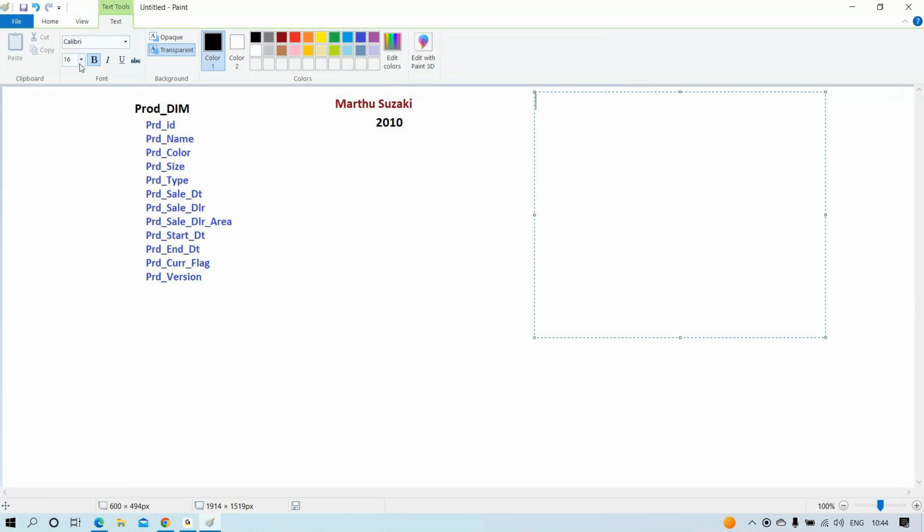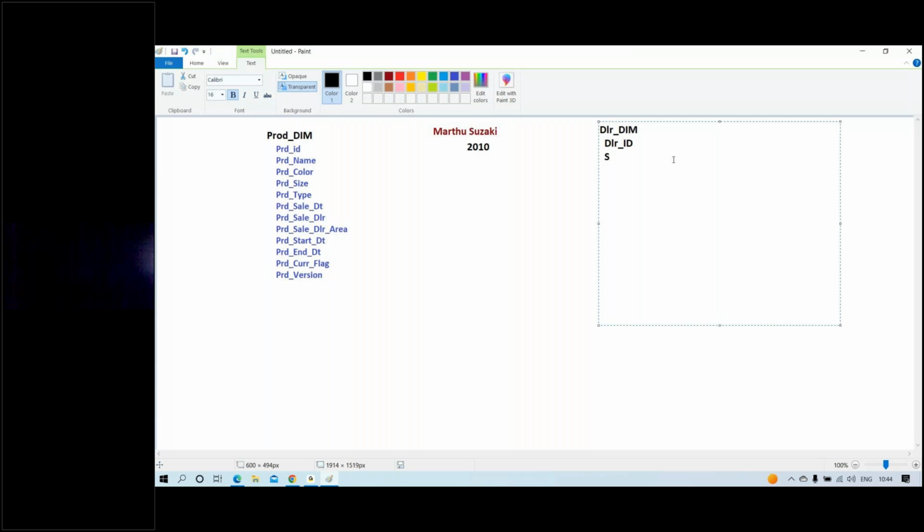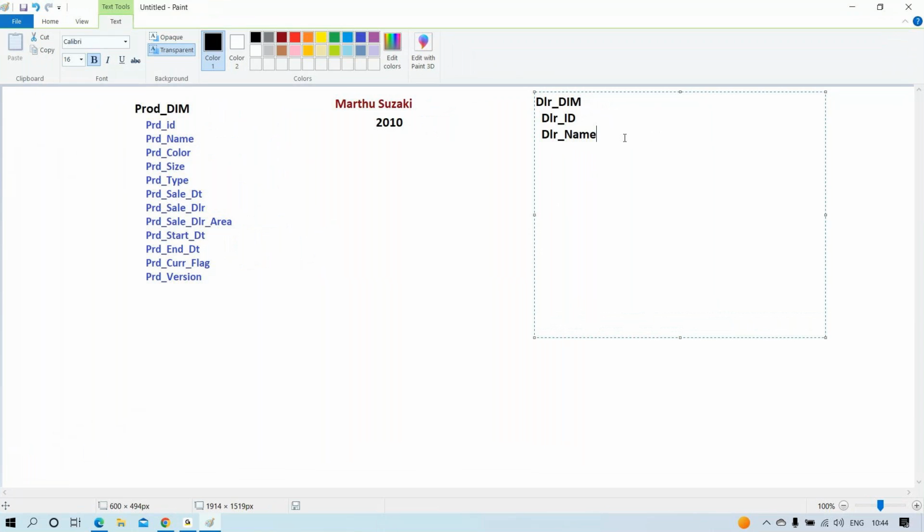So the other one I want is dealer information. So this is dealer dimension. So I have dealer ID. Every dealer will be unique, and dealer name, and I have like dealer type.